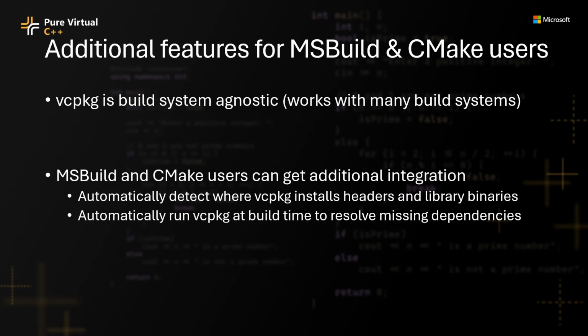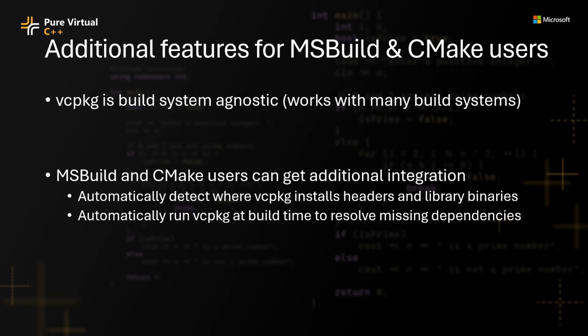Now, I mentioned earlier that vcpkg is build system agnostic. You can configure it with your preferred environment. With that said, vcpkg has some additional support for MS-Build and CMake projects that is worth calling out. In manifest mode, you can configure your project system to automatically run vcpkg so that it can restore any dependencies that are needed on the fly at build time.